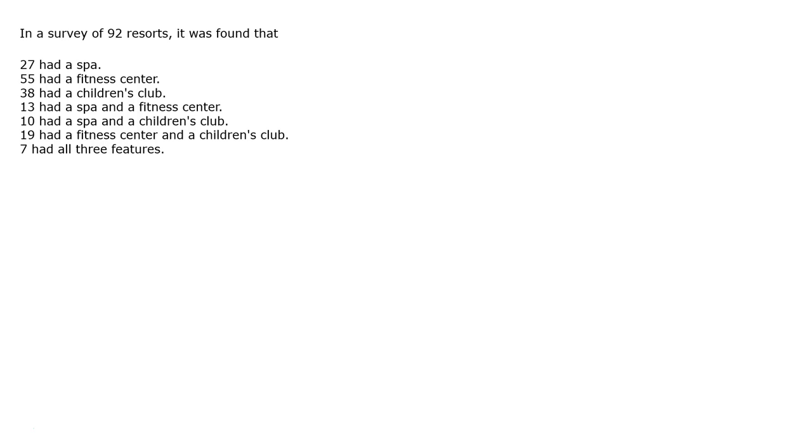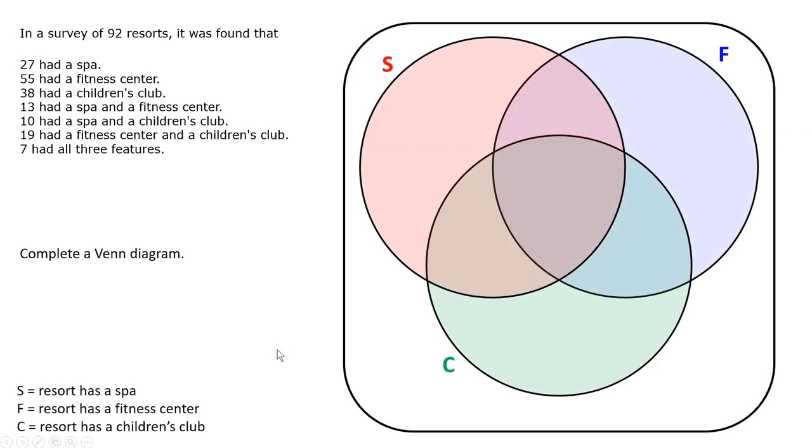This is one of the easier ones because they do give us information for very specific regions of the Venn diagram. So we're going to complete a Venn diagram first, and I'm letting S stand for the resort has a spa. F is going to stand for the resort having a fitness center, and C is going to stand for a resort having a children's club.